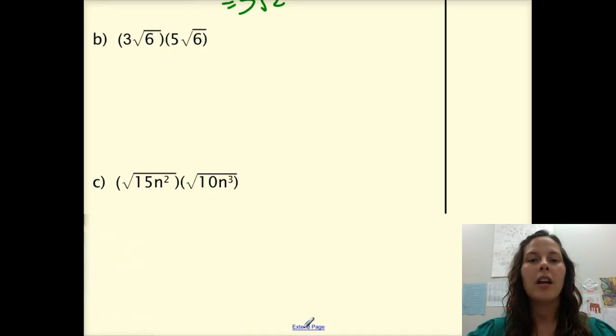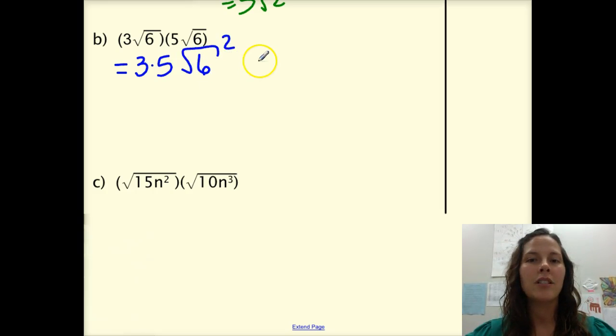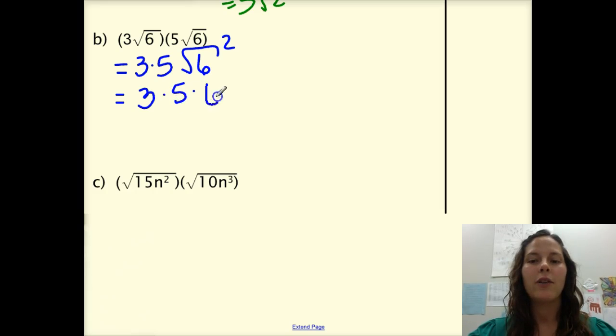Another way to think about it on part B, when we've got coefficients, we'll multiply the 3 times 5 together. For this one, because it's the same number, I can think about this one as being the square root of 6 squared. And of course, a square root and a square are inverses of each other. They cancel each other out. So I'm left with 3 times 5 times 6. 5 times 6 is 30, times 3 is 90.